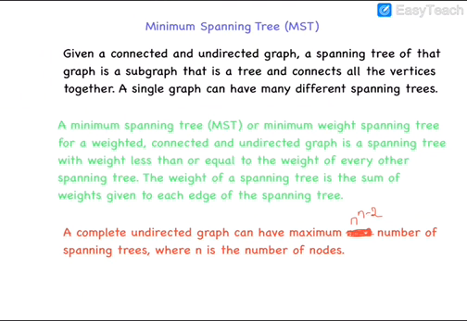Now the concept of minimum spanning tree, or minimum weight spanning tree, is that in these n to the power of n minus 2 spanning trees, we have to find a spanning tree with weight less than or equal to all other spanning trees. That is, out of all the spanning trees of an undirected graph, we have to find the spanning tree with minimum weight. That is what is called the minimum spanning tree.